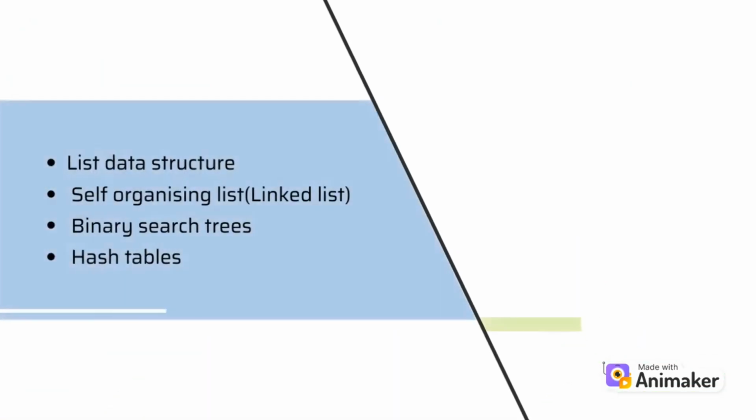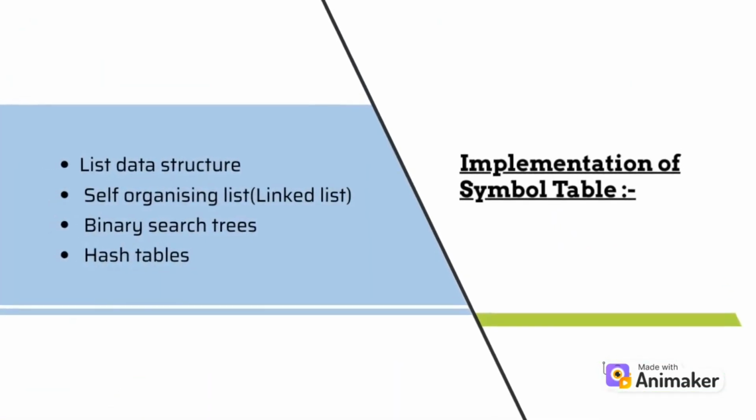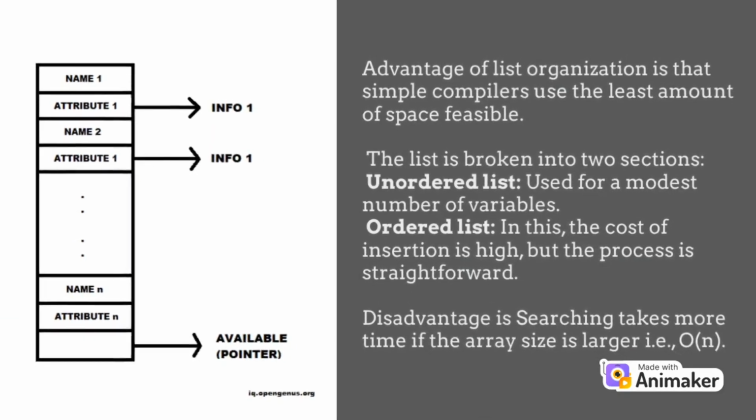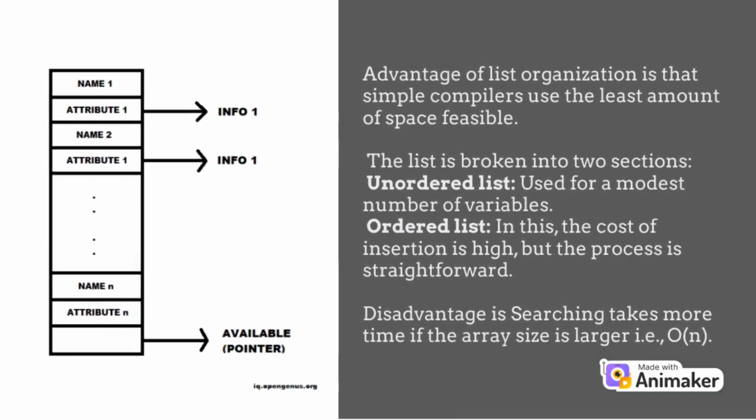Different data structures are used in implementing a symbol table, such as linear list, self-organizing lists, that is linked lists, binary search trees, and hash tables. Here is the representation of symbol table using list, and the advantage of list organization is that simple compilers use the least amount of space feasible.